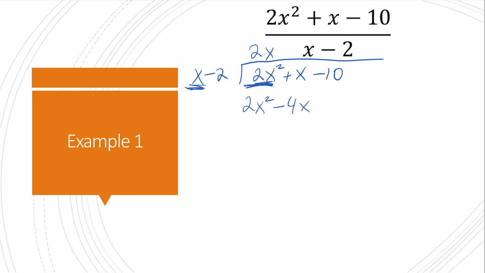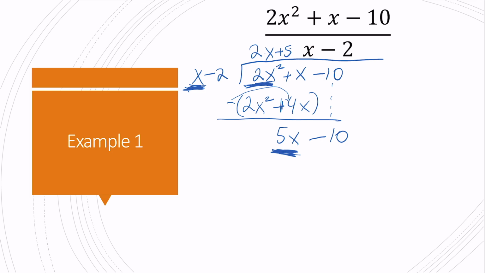And then I subtract. My first terms will cancel out. x plus 4x gives me 5x. And I bring down my next term. What do I multiply x by to make it look like 5x? Well, that's going to be a 5.